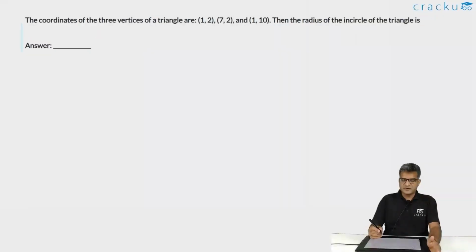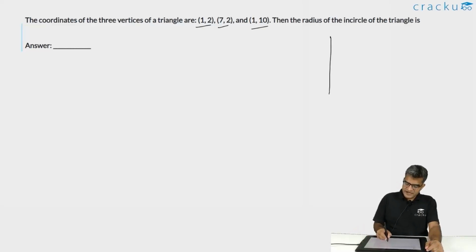In this question, we are told that the coordinates of three vertices of a triangle are given. They are (1, 2), (7, 2) and (1, 10). The radius of the incircle of the triangle needs to be calculated. When you are given three vertices of a triangle, the first thing we should do is try to figure out whether it is a right angle triangle.